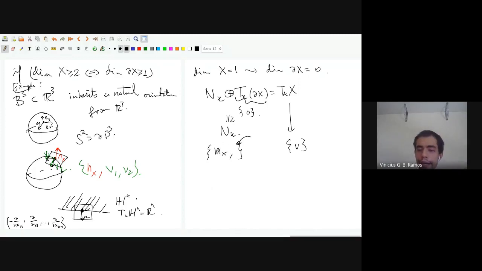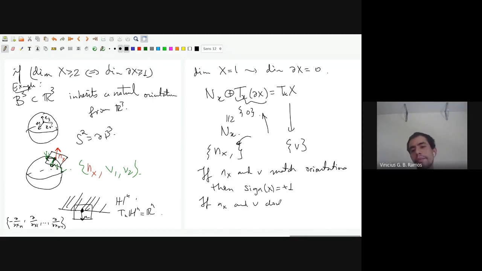If the answer is yes, like this guy, the nx by itself has the orientation that comes from x, then you say that this point is positive. So if the orientations match, if nx and v match orientations, then you say that the sign of x is +1. And if they don't match, then you say that the sign of x is -1.